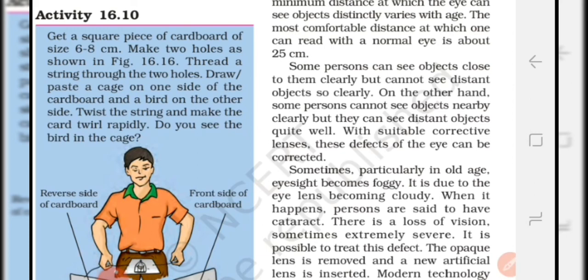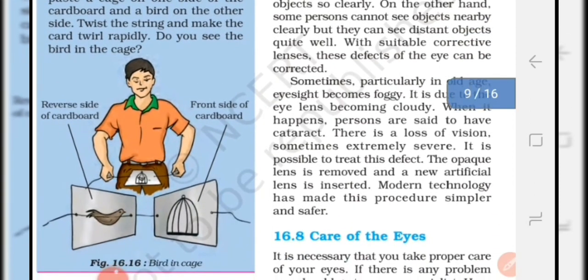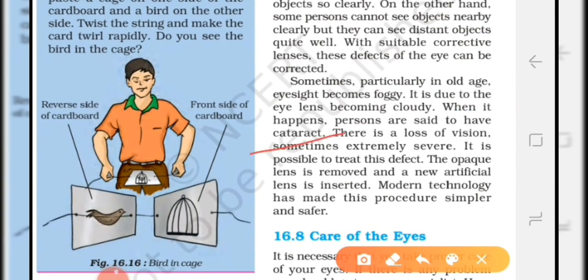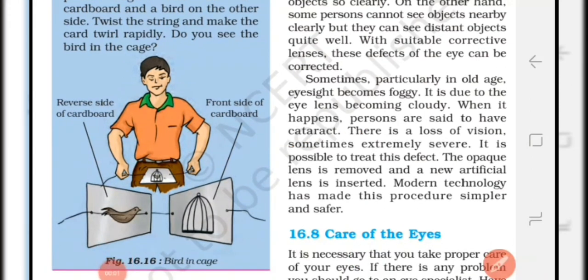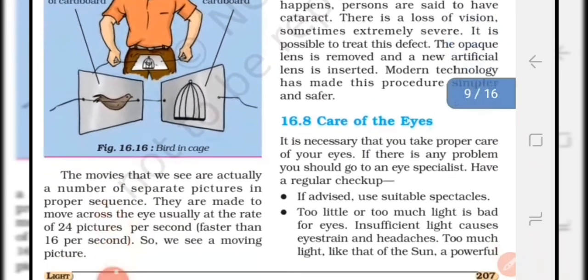Now let us know about cataract. What is cataract? Students, it is a defect of the eyes which usually occurs in old age. In this defect, the lens of the eye of a person becomes cloudy, which results in blurred vision, and this condition is called cataract, which results in loss of vision. But this defect can be rectified by removing the old lens from the eye and inserting an artificial lens in its place. Okay, now let us move to the next topic, care of eyes.